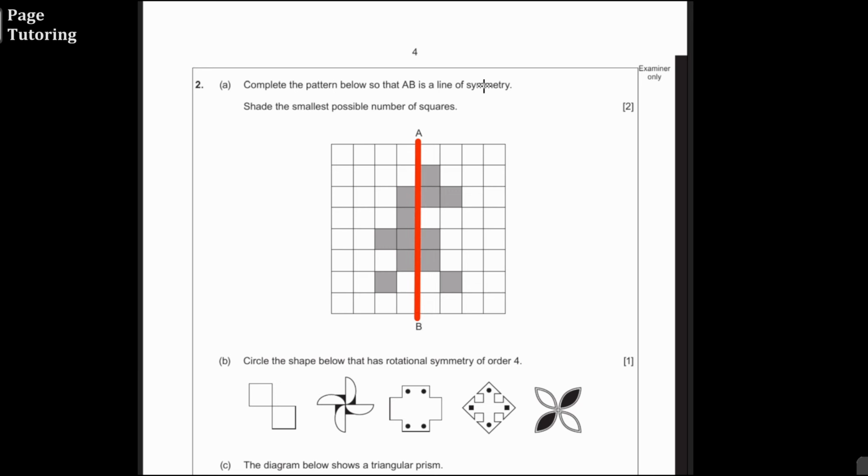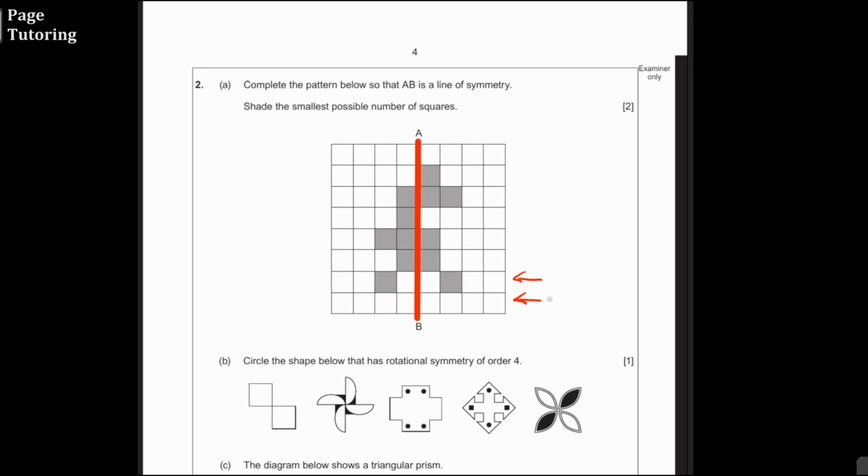AB is a line of symmetry. Okay, well, what does line of symmetry mean? It means that on either side of this line, that pattern would look exactly the same. It says shade the smallest possible number of squares. So we're not taking away squares, we're adding squares. So what I'm going to do, by row, so say this is a row, this is a row, I'm just going to go up and check that they're symmetrical.